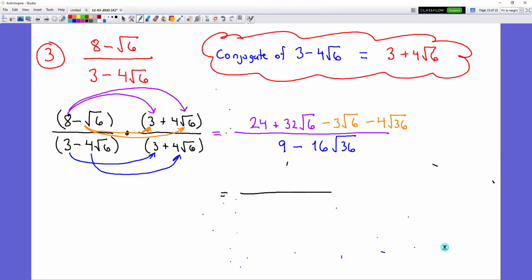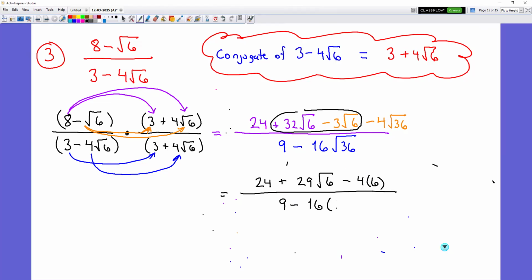So let's see what we can do here. So we know we got 24, so we'll bring down the 24. Now, these two right here are like terms, 32 square root of 6 and negative 3 square root of 6. So we're going to add those together. So that's going to give us a positive 29 square root of 6. Okay, so we got that taken care of. Then we have minus 4 times the square root of 36, which of course is just 6. So we have negative 4 times 6. On the denominator, we have 9 minus 16, and then of course the square root of 36 is just 6. So it's going to be 9 minus 16 times 6.